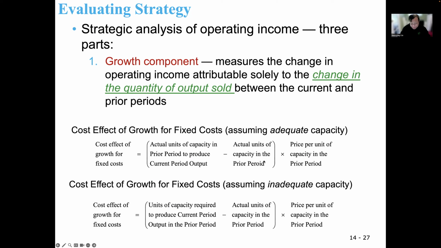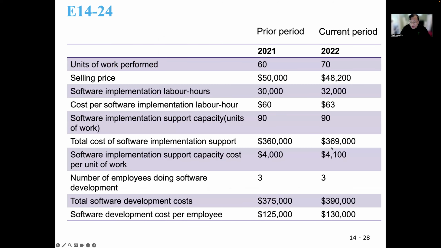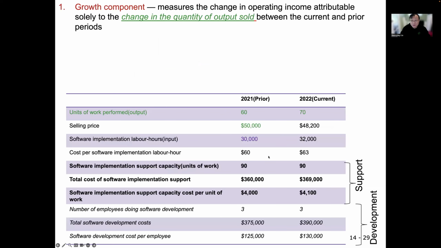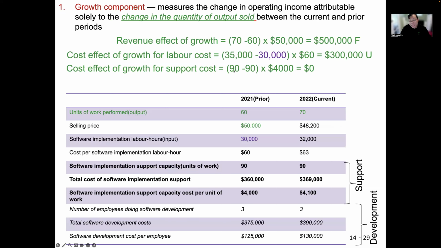This is both 90 times price per unit capacity in the prior period. So 4,000. So I use 90 minus 90 times 4,000. That equals 0. And then cost of growth for development cost is the same idea. The capacity is 3 employees, and then minus prior year's, also 3, times the rate of the cost, 125,000 per employee. So that's 0.